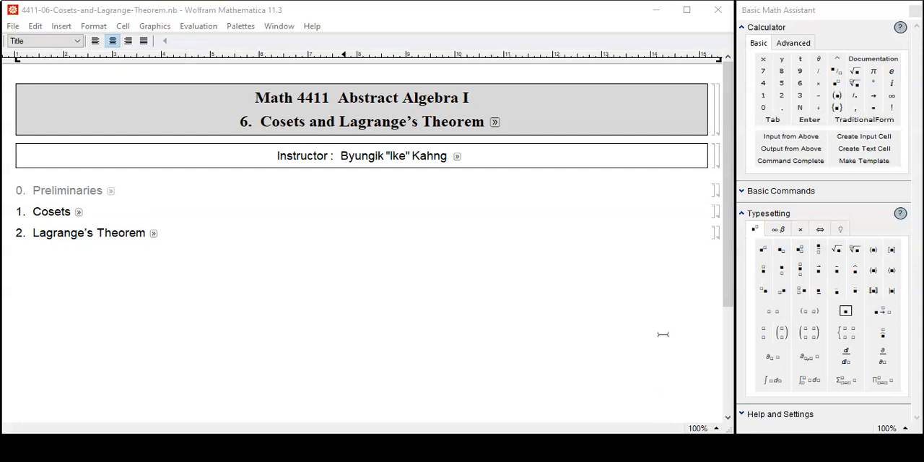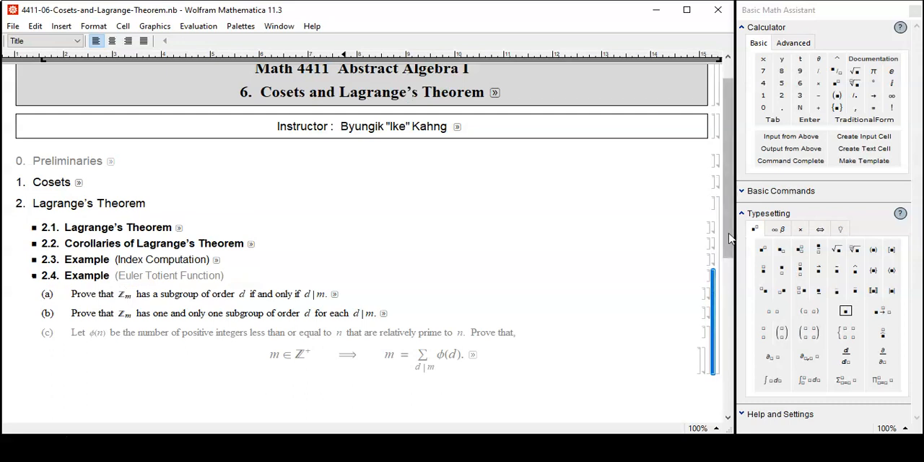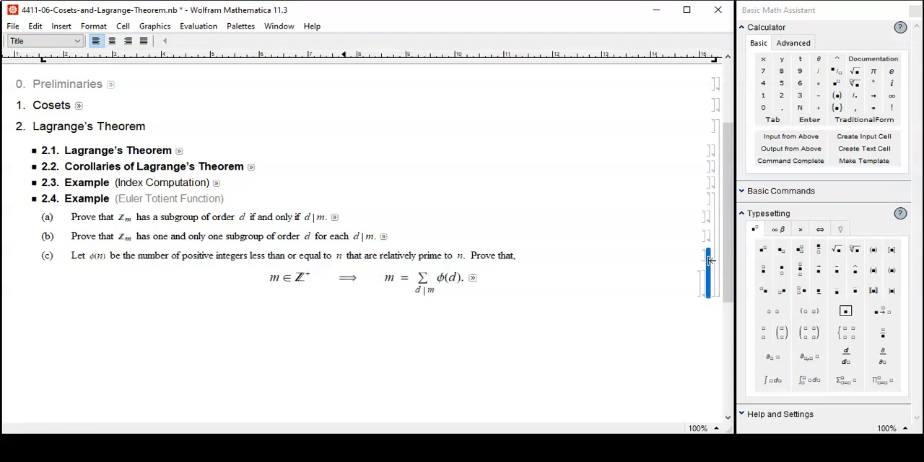Hello students, welcome back. We completed parts A and B of exercise 2.4. Now part C is in a completely different league.